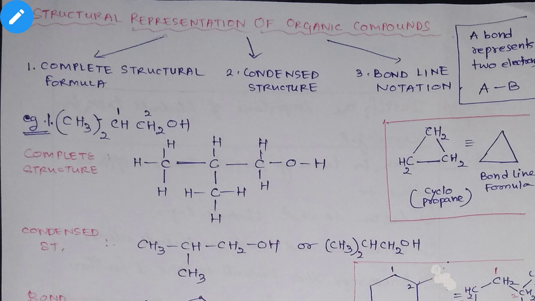These straight lines represent the bonds. Whatever straight lines are present between the atoms or molecules, all these are known as bonds, and they are the linkages between the two atoms or the two molecules. You will learn this in detail in chapter number 2. Here we will see how we can represent the organic compound. Here I have taken one example, and from this example I will try to explain to you.